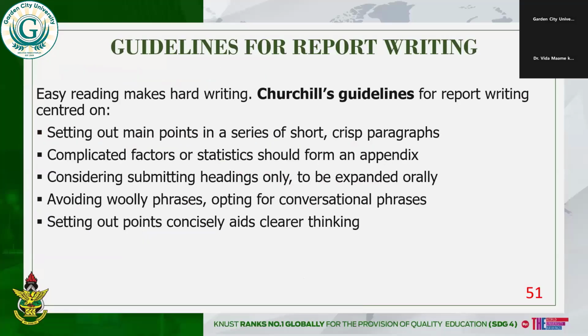And these are the guidelines for writing a report. This man, Churchill, has these guidelines for us. So when you are writing a report, you need to set out your main points in a series of short, pressed paragraphs, as I said earlier. Complicated factors or statistics should be put in the appendix. So as you know, in your research, see appendix for this.